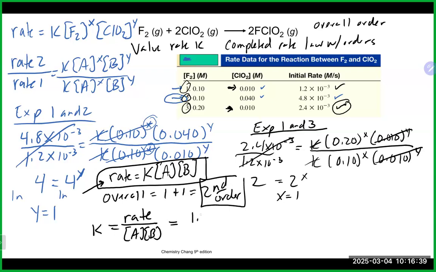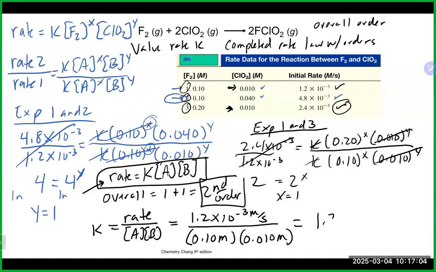That gives me 1.2 times 10 to the minus 3 molar per second, divided by our A, which is 0.1 molar, and our B, which is 0.01 molar. If I put that in my calculator, 1.2 to the minus 3 divided by 0.1 divided by 0.01, that gives me 1.2.